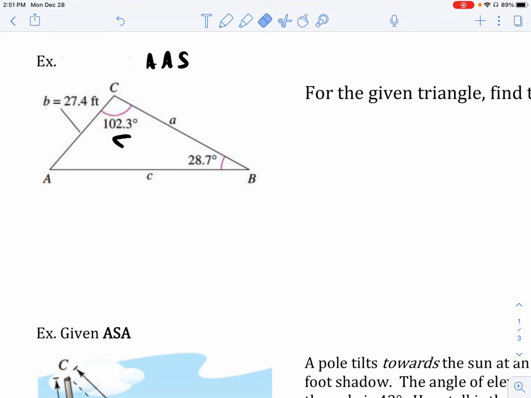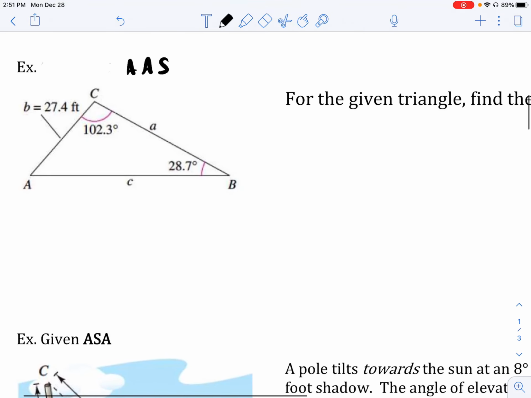And we would have to understand, all right, because it's an AAS case, we're then going to have to use the law of sines. So let's set this up. I'm going to write out the full proportion here. You don't have to always write out the full proportion, but I'm going to do that since it's our very first time doing this problem. So again, it doesn't matter how we set this up.